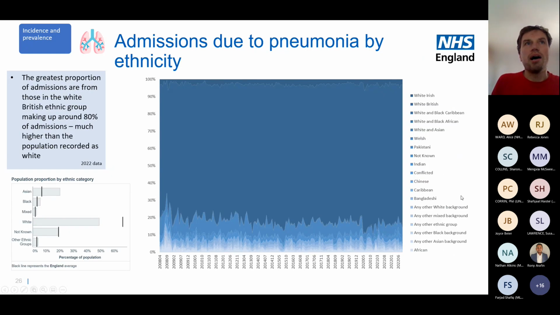And then pneumonia admissions by ethnicity, and the big chunk there is White British. This was more exploratory, to see whether there were patterns, but perhaps you could collapse those into fewer categories to give a clearer picture.